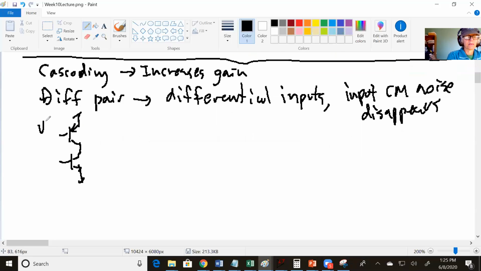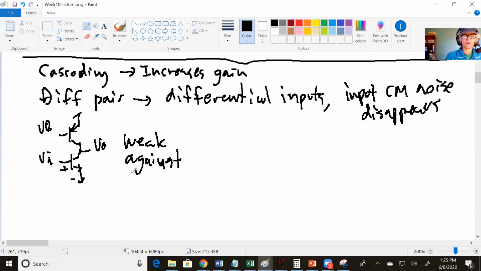If you look at a common emitter, if there's noise on the input, that changes VBE, and changing VBE changes the current a lot. So any noise on the input of a common emitter just totally destroys your result. It makes it so that the amplifier won't work correctly anymore. It won't give you an accurate output. So this is weak against noise, but you can cascode it and get a good gain. Differential pairs can solve that noise problem.